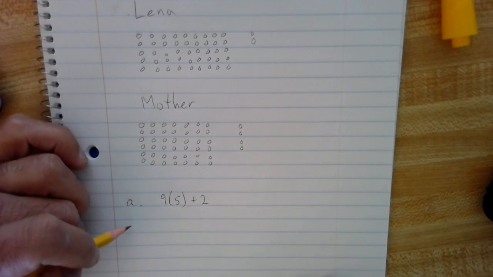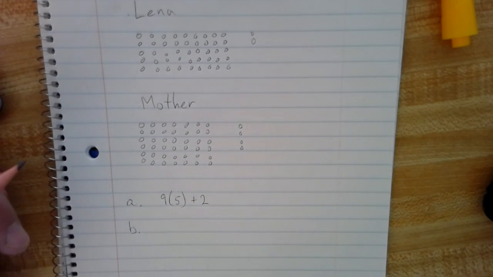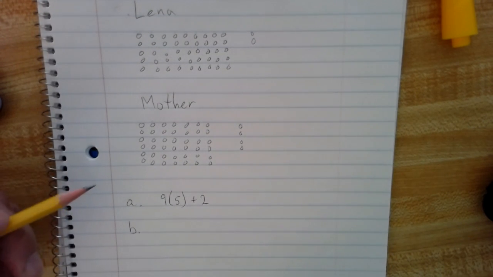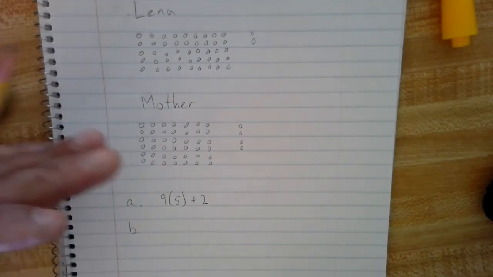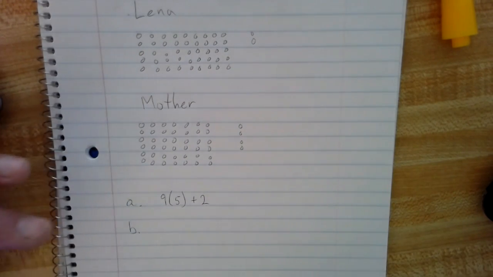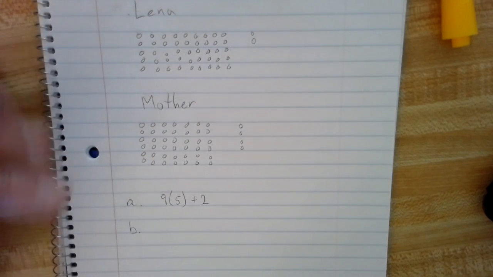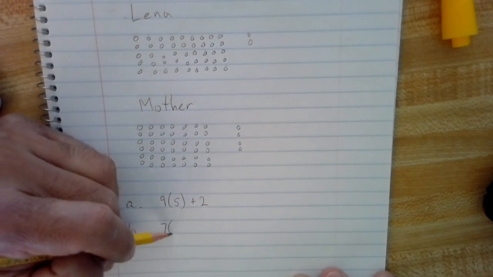Okay, B, label it. What do we have to do on B? Okay, good. We have to show how her mother counted the pennies. Let's follow this pattern now. Remember, let's follow patterns. Here we had 9 groups. How many groups do we have here? We have 7. Let's write it.